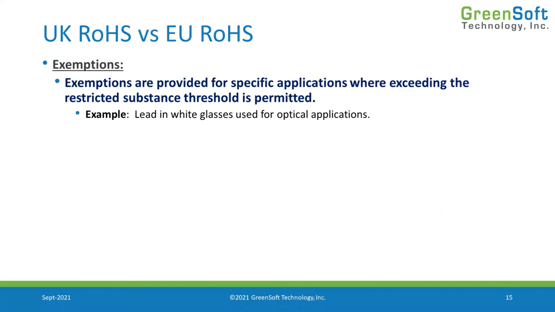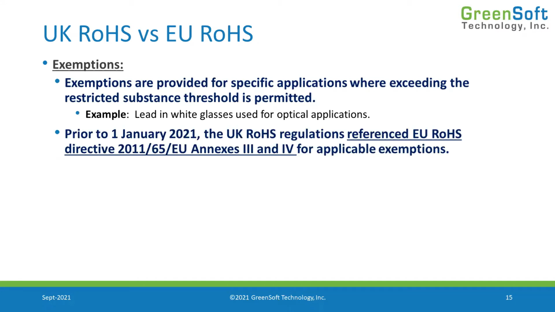There's lots of other exemptions just like this. There's a big long list of these. Prior to January 1st of this year, the UK RoHS regulations referenced the EU RoHS Directive Annexes 3 and 4 for those exemptions. So as those exemptions change, they get updated, because these exemptions are updated all the time because they have to be renewed because they expire. And also industry is free to request new exemptions all the time, and they do. So because this exemption list is dynamic, rather than try and update the UK regulation every single time an exemption changed status, they simply link to it in UK RoHS.